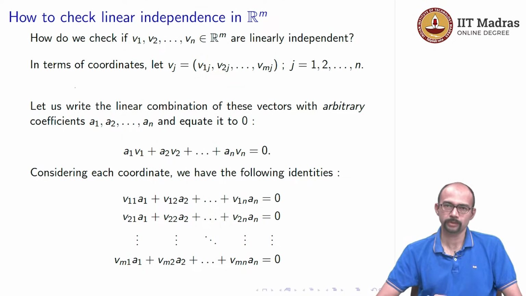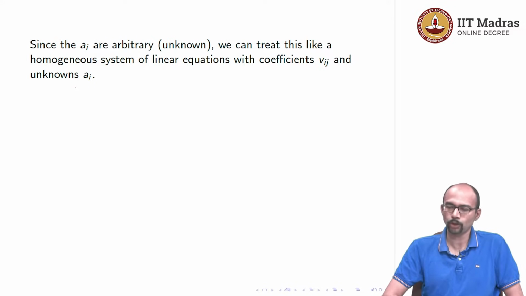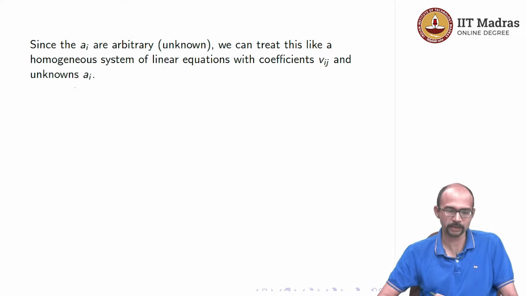Now we know this is a system of linear equations. In fact, this is a homogeneous system of linear equations because the right-hand side is 0, and we know exactly how to solve this. This is something we have done in the previous weeks. The most general method is what we call Gaussian elimination. There are other situations where you can do better by just looking at the determinant and so on. Since the ai's are arbitrary or unknown, we can treat this like a homogeneous system of linear equations with coefficients vij and unknowns ai. This is exactly what we discussed.